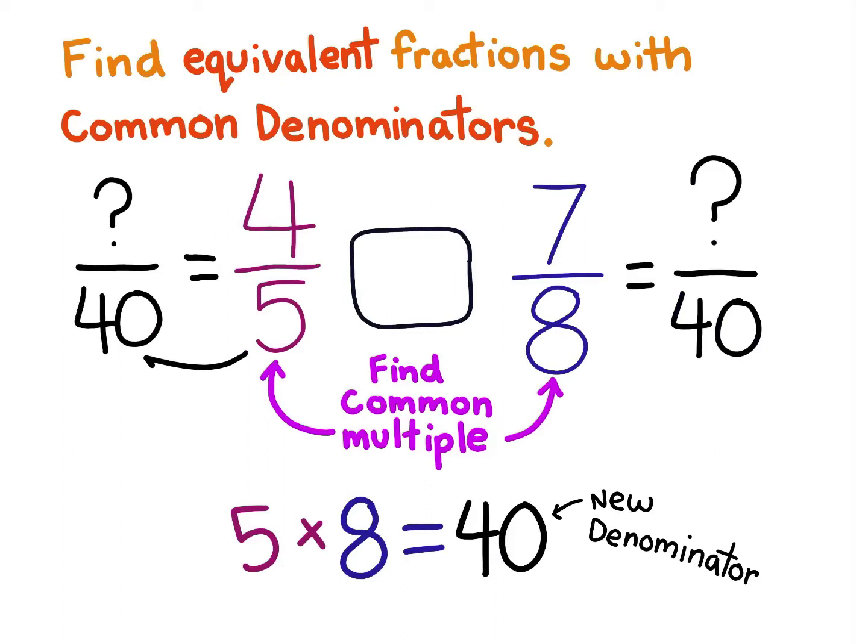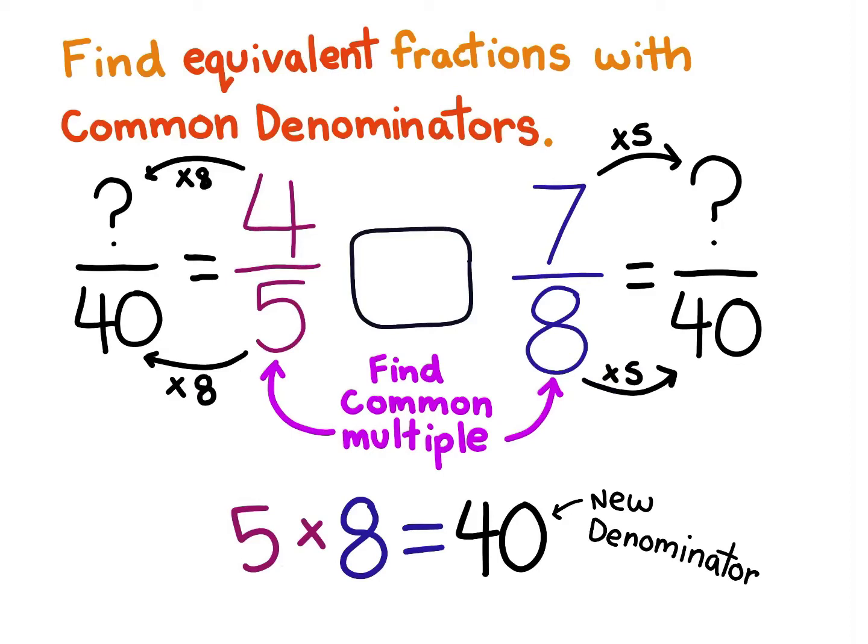Let's use the multiplication strategy to find our equivalent fractions for 4/5 and 7/8. Let's start with 4/5. To get the denominator 40 from the denominator 5, we have to multiply by 8. 5 times 8 equals 40. Whatever we multiply our denominator by, we now have to multiply our numerator by. So, 4 times 8 will find our new numerator.